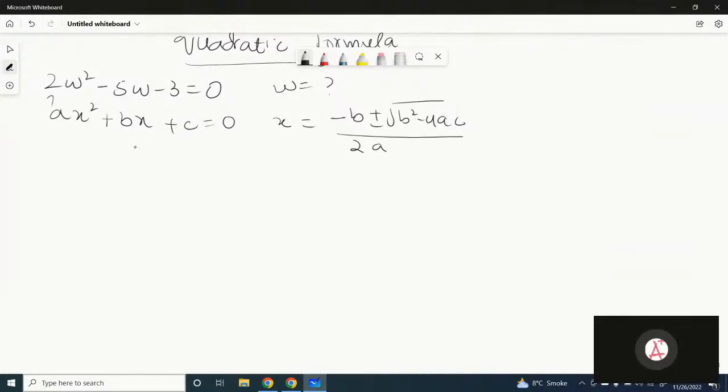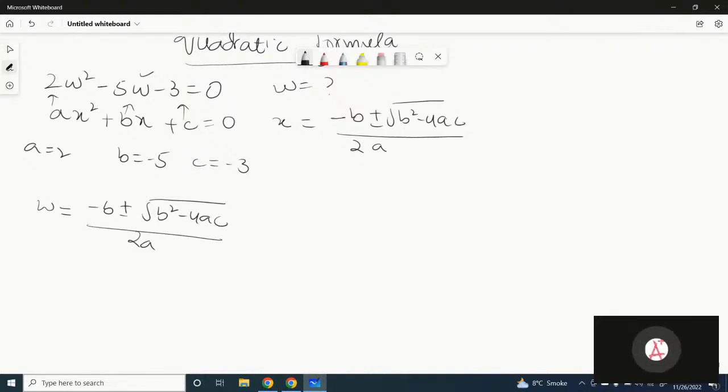So let's match a equals 2, b equals negative 5, and c equals negative 3, but the variable here in this equation is w. Got it? So you have to find the value of w. It would be w equals negative b plus minus square root b square minus 4ac divided by 2a. Got it? Just replace the variables with the values and do the calculations.